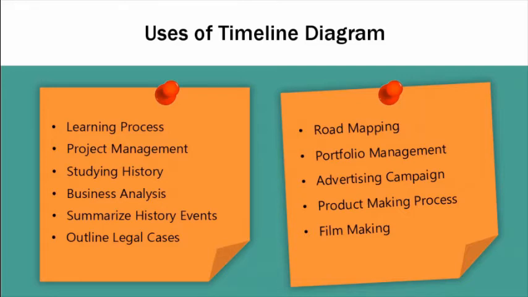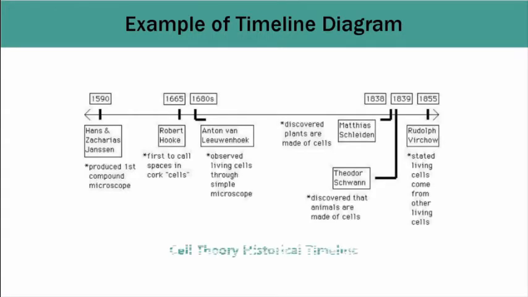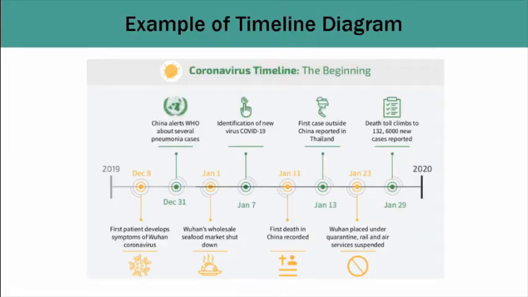Next are examples of timeline diagrams. First we have the cell theory historical timeline. This timeline diagram is a basic presentation. We have the years above the arrow paired with the events that occurred in the field below the arrow. So this is one way you can present a timeline diagram. Another way is this, a timeline for the beginning of coronavirus.